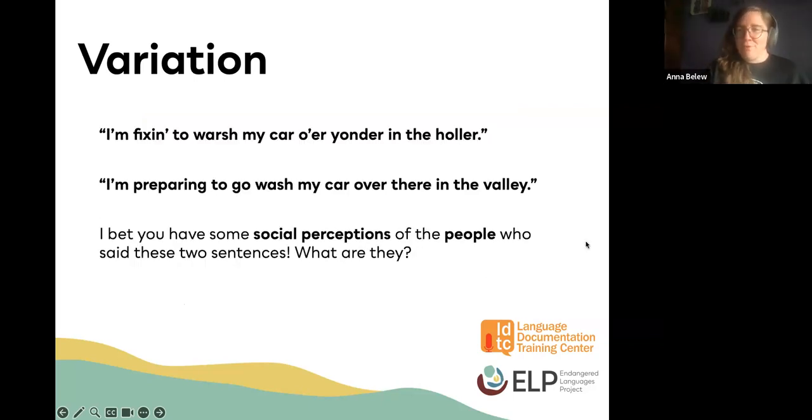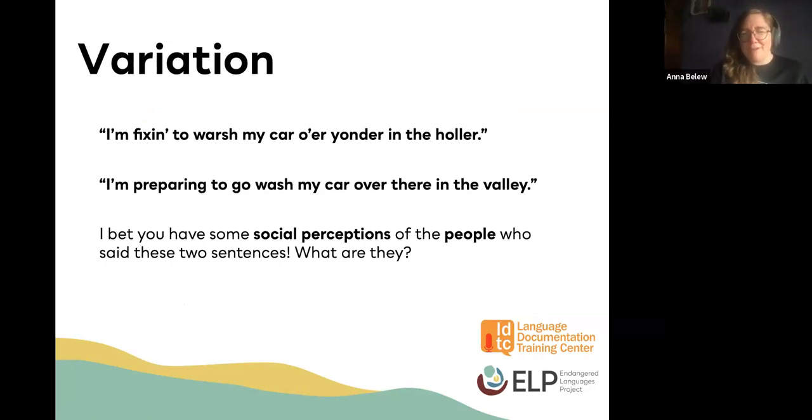And so for maybe anyone familiar with American varieties, what are the social perceptions you might have of the people who say each of these things, right? I described the second one as the prestige variety, or the quote unquote standard. And the first one, at least from my experience, doesn't just tell you that somebody is from this Appalachian region. It also carries a lot of social meaning, right?